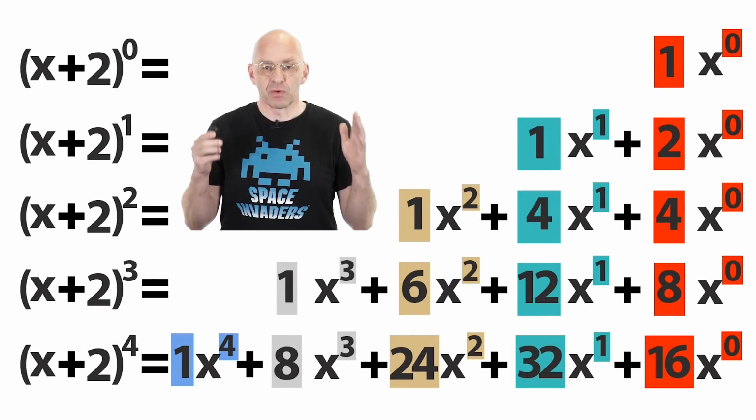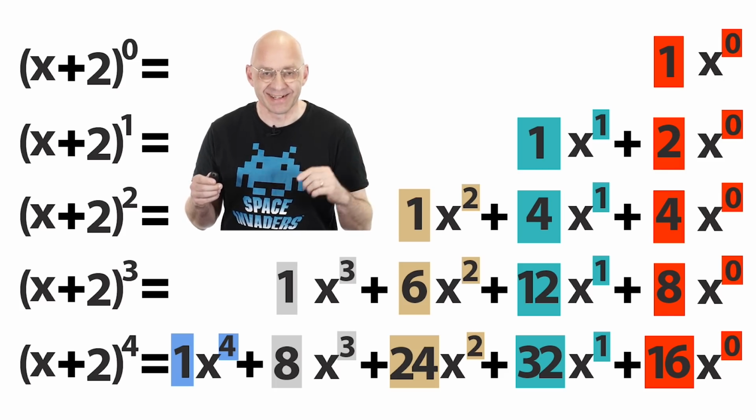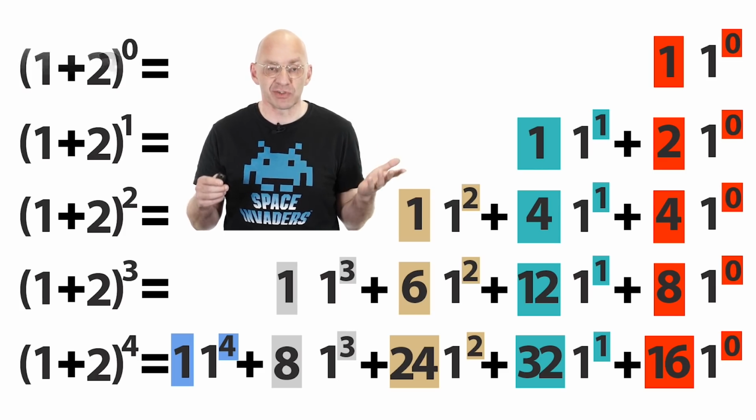Here's an idea. Why don't we substitute some numbers for x? What would be a good number to try here? How about 1? Let's see what happens. Well, in the brackets on the left, we get 1 plus 2 equals 3.